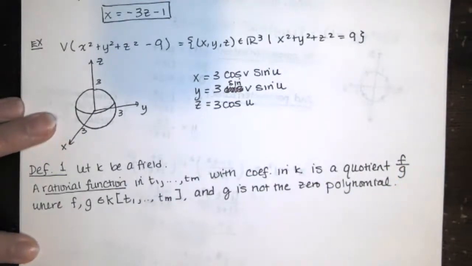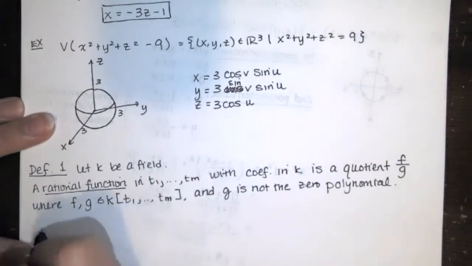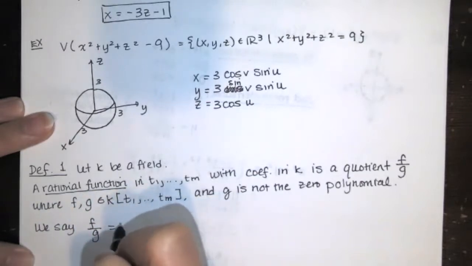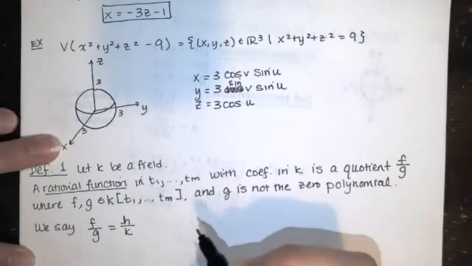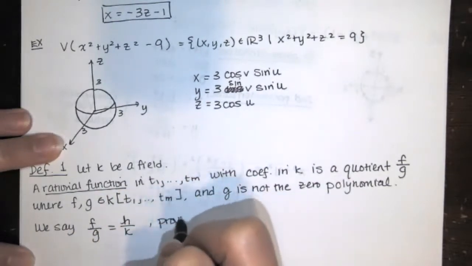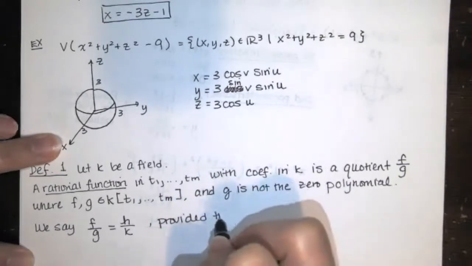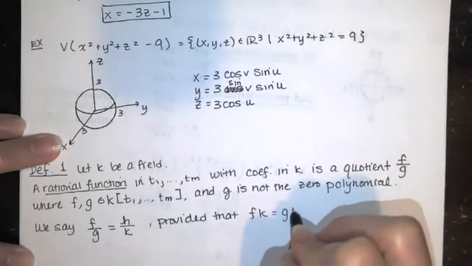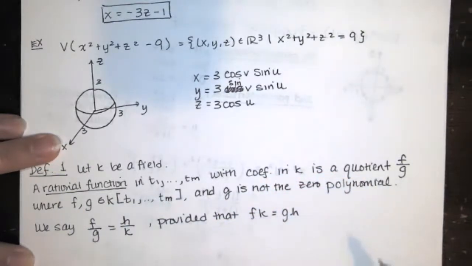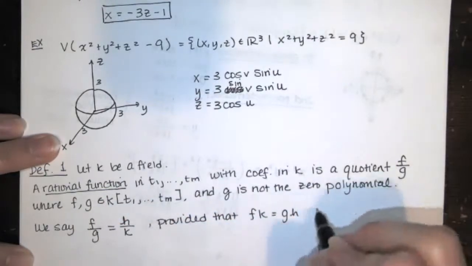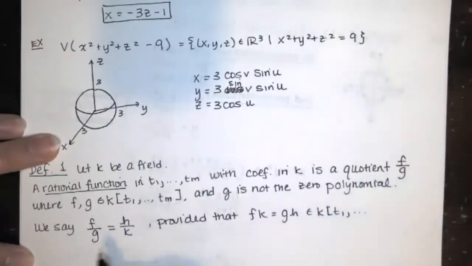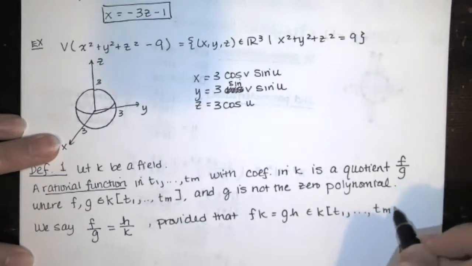So that's our definition. And we're going to say that two rational functions f over g and h over k are equal, provided that the following is true. If you cross multiply, you'll have f times k equals g times h. And both of those would be polynomials in this polynomial ring. If those are equal to each other in the polynomial ring, then these rational functions are equal to each other.